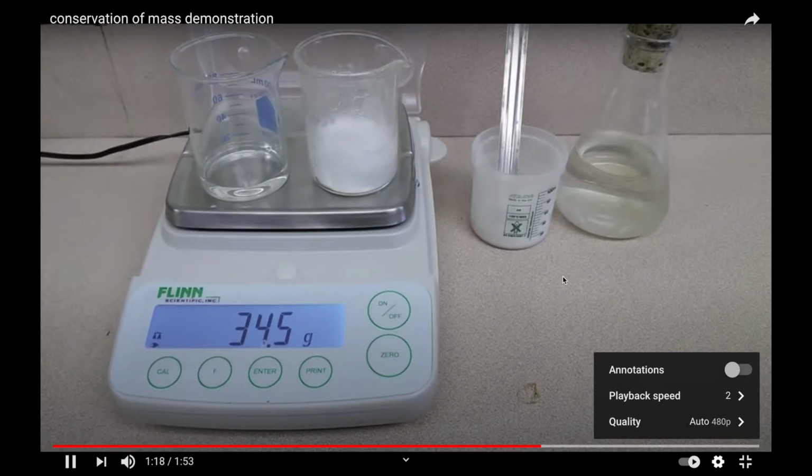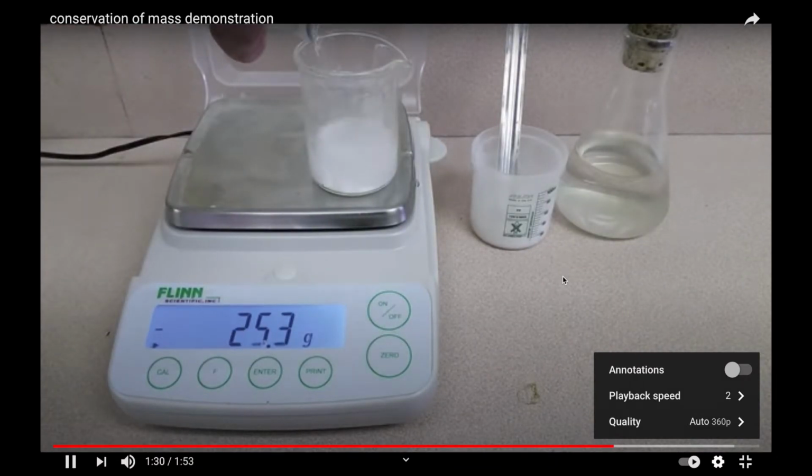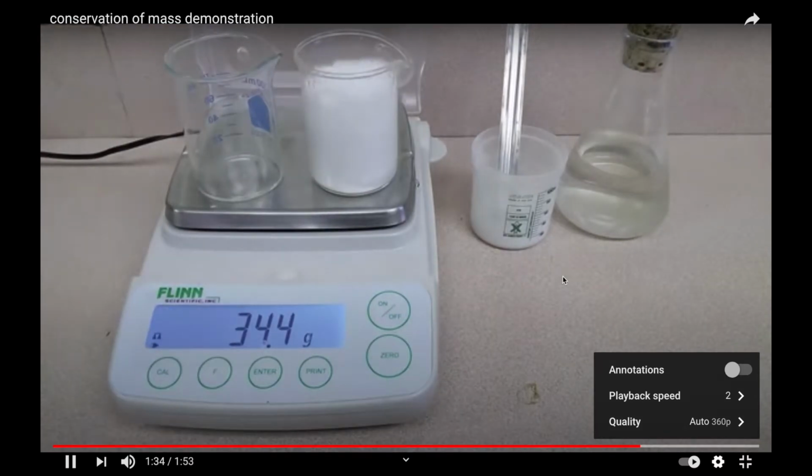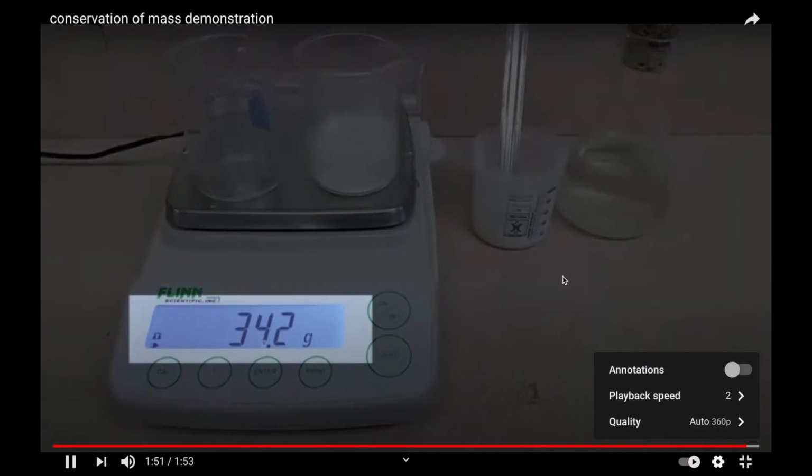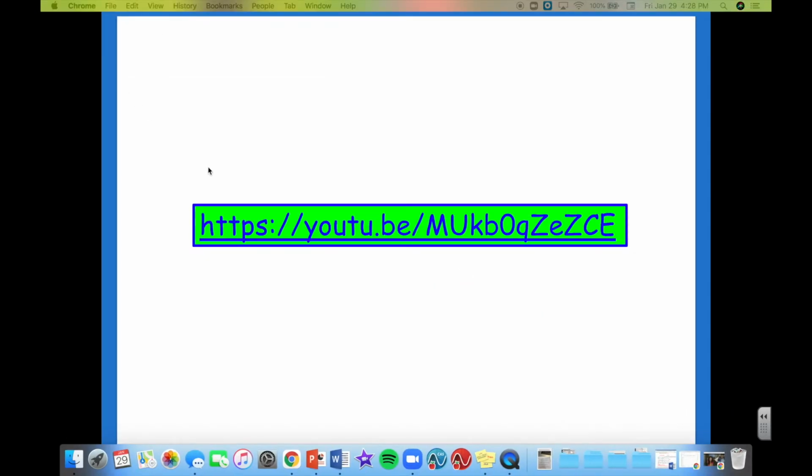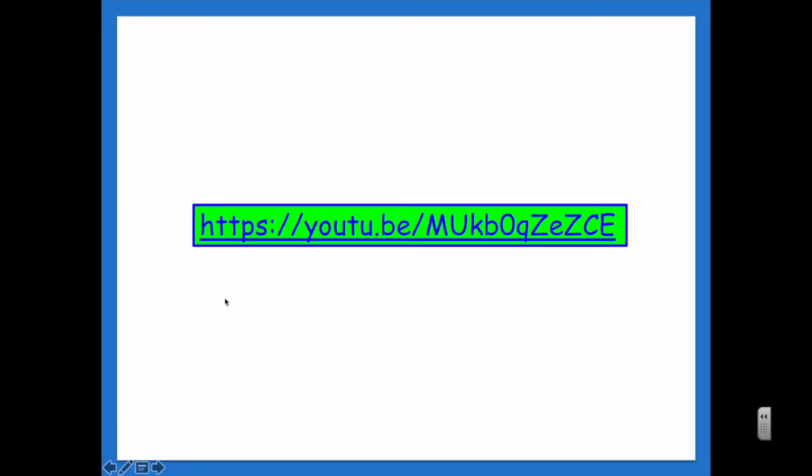So, wait, the mass is decreasing here. So, is that matter being destroyed? Where's the mass going, guys? Well, hopefully you guys should be noticing that there's bubbles forming, right? So it's making CO2 gas. CO2 gas being formed, and that CO2 gas is the mass that is lost because the CO2 gas doesn't show up on the balance anymore.